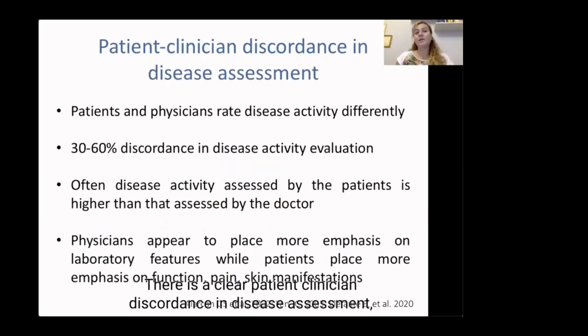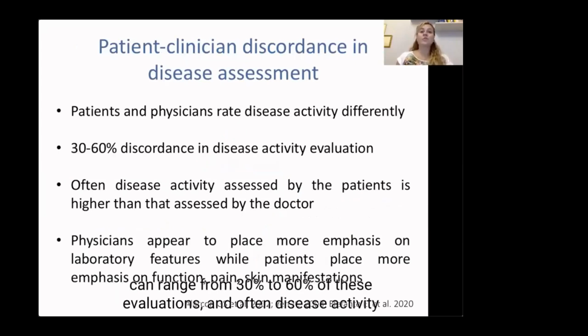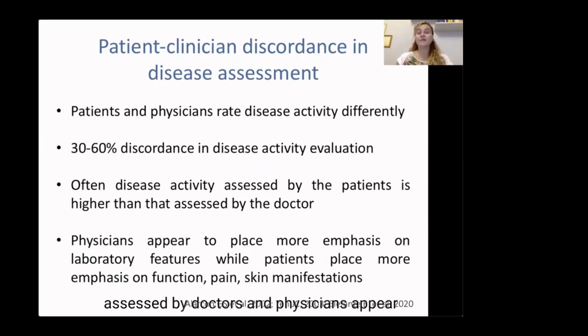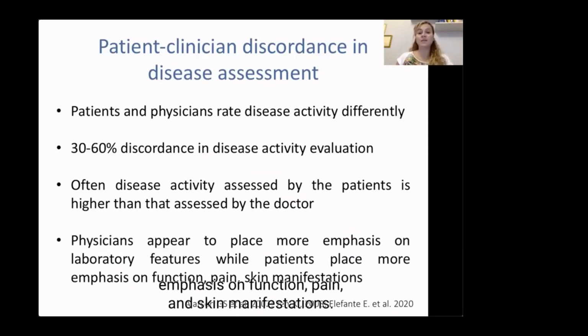There is a clear patient-clinician discordance in disease assessment, as demonstrated by several studies showing that the rate of discordance can range from 30 to 60% of these evaluations. And often the activity assessed by the patient is higher than that assessed by doctors. Physicians appear to place more emphasis on laboratory features, while patients place more emphasis on function, pain, and skin manifestation.